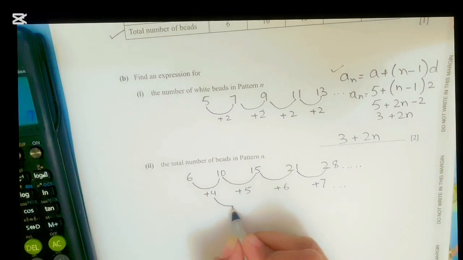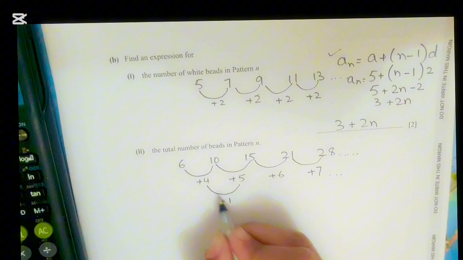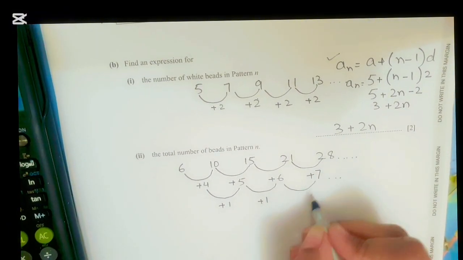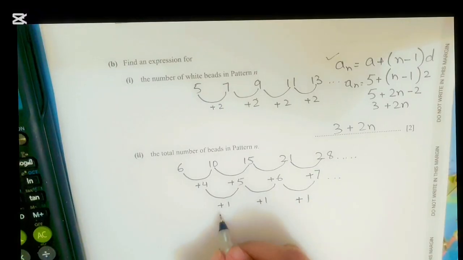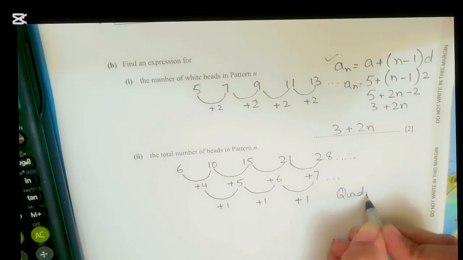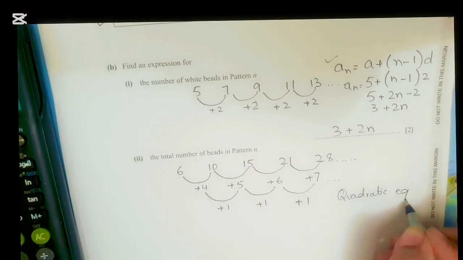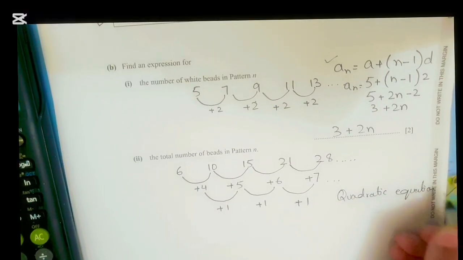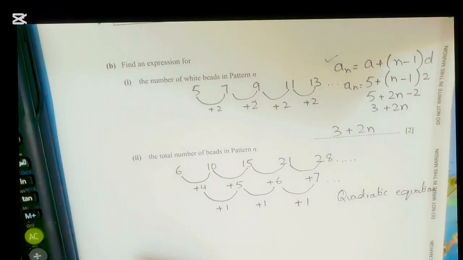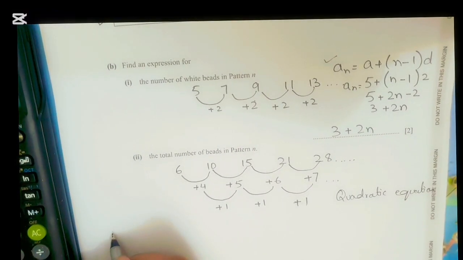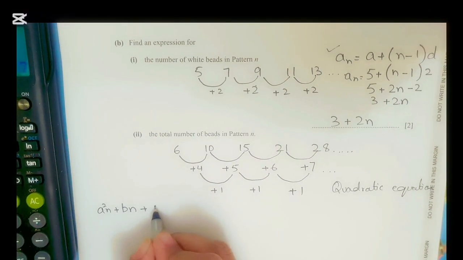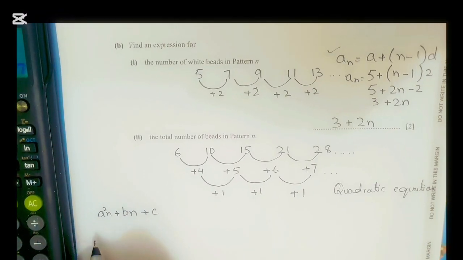Now again once more we are going to check. Here the difference is plus 1, again plus 1 and again plus 1. So now yes, the same difference, we have reached the same difference. So this is a quadratic equation. Quadratic means that there is an x and its power must be 2. So the formula to find out the value of this is a n squared plus bn plus c.